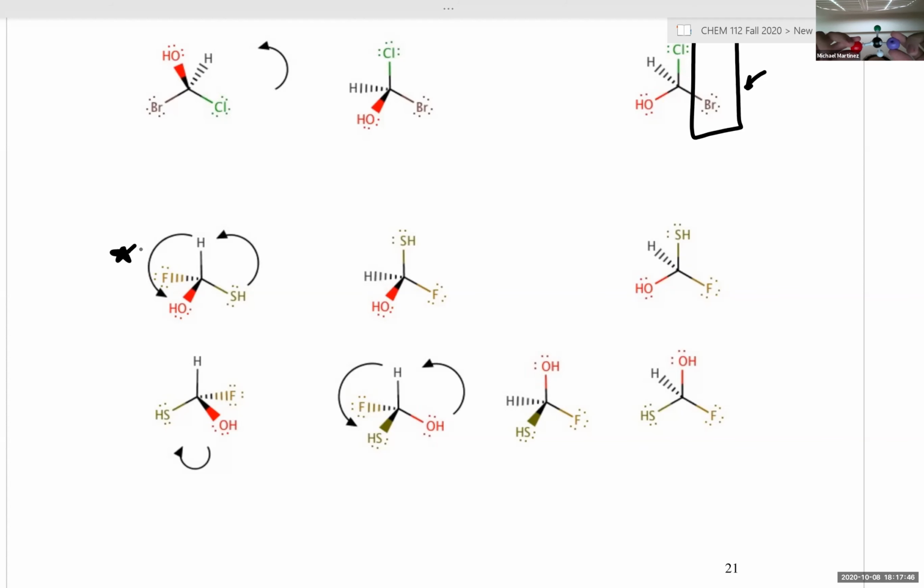So now what we have to do is we just have to draw what we see. So in this case, we have our sulfur on top. We have our oxygen pointing out of the board. We have our fluorine pointing to the right and our hydrogen in the back. Does everyone see how we got that? So just starting off from scratch.